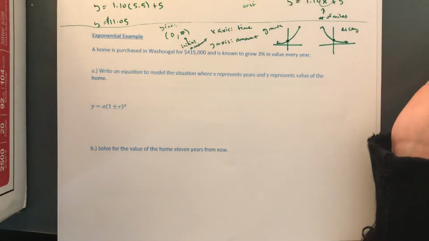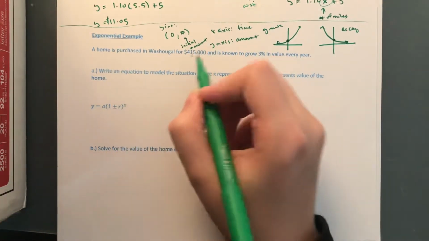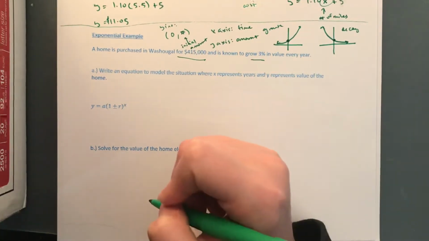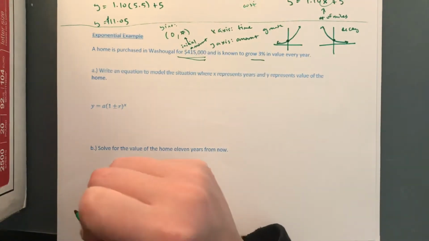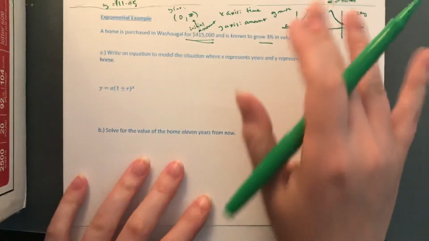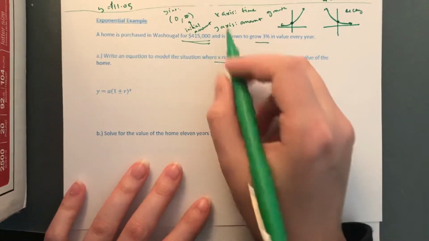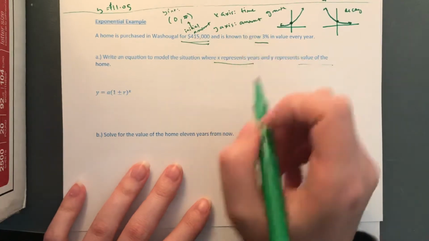And typically in exponentials, we talk about populations or money, and so that's what we're going to stick to. So a home was purchased in Washougal for $415,000, and it grows 3% in value every year. So we know it's a growth function. Our starting amount is $415,000. So first up, write an exponential equation to model the situation. X represents years, so x, like I said, is usually time. Y represents the value of the home, so the amount of money it's worth.